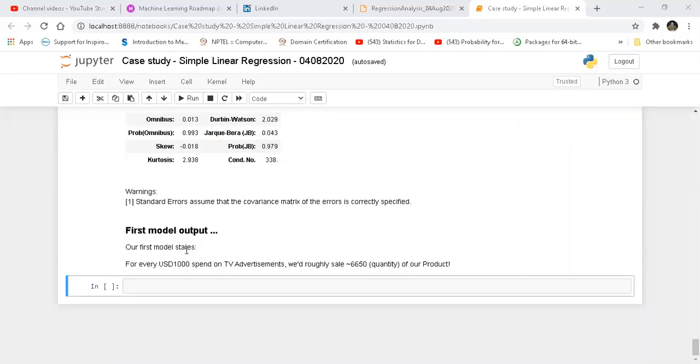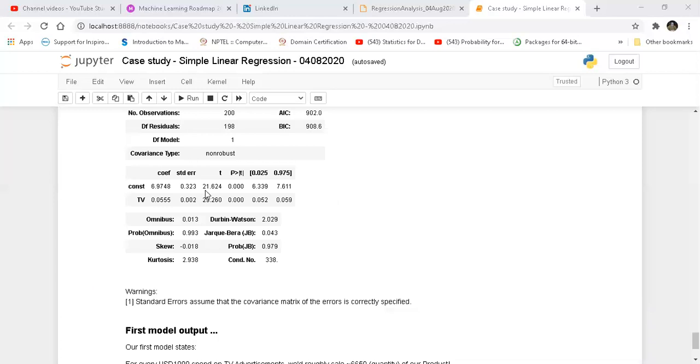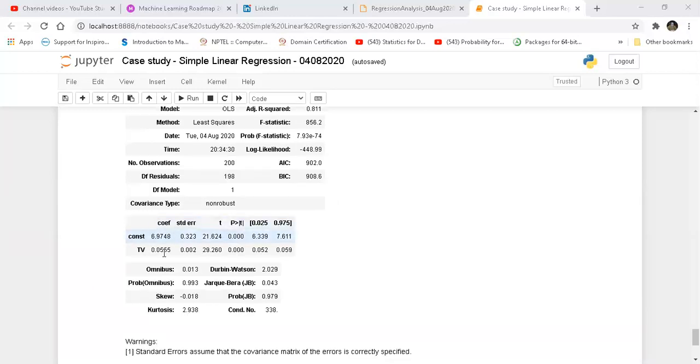So our model states, for every USD $1,000 spent on TV advertisement. Why I'm writing USD here is because, friends, the dollar sign has a different meaning in Jupyter Notebook. That's why I have deliberately written USD. So for each $1,000 of spend on TV advertisement, we will see a rough sale of 6650. This number is wrong because you have to calculate again. 6.97 plus 0.05. Let me just bring out my calculator.